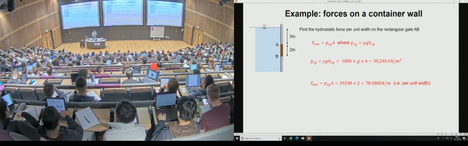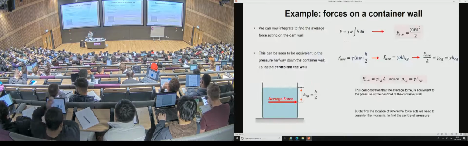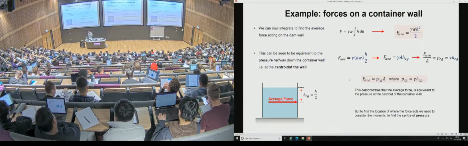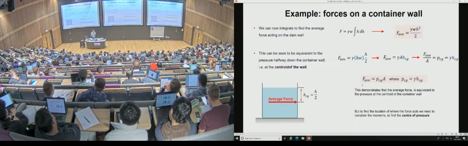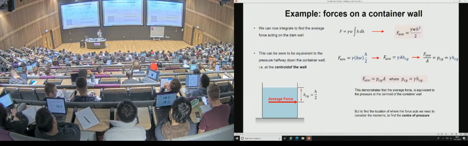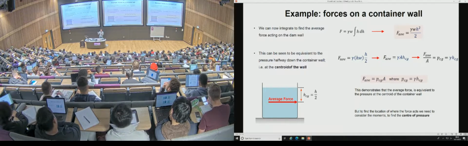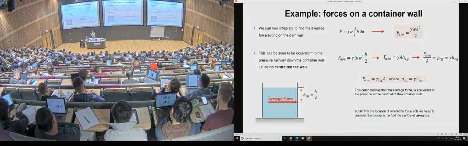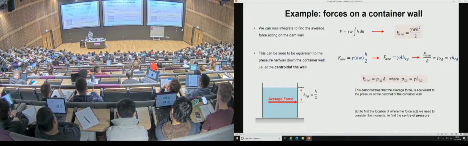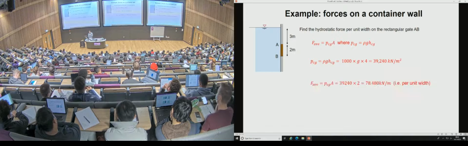Okay, so go back to this slide. This is saying that our average force on a submerged vertical wall, we can find that just by calculating the hydrostatic pressure at that point times the area at that point.